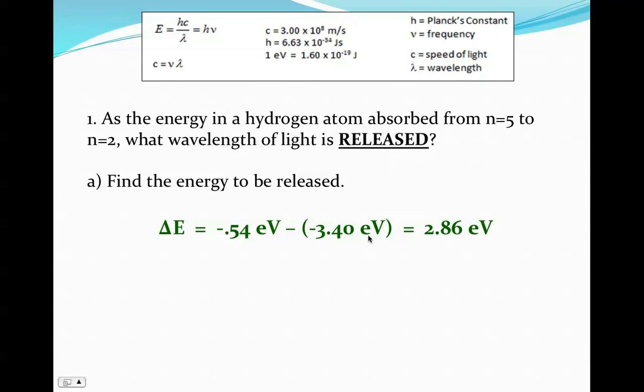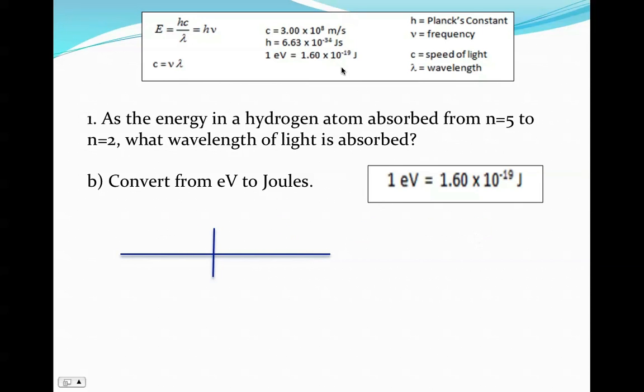So we showed this calculation before, how we got the 2.86 electron volts. However, if you look at our formulas that we're going to be using, Planck's constant is in joules, which means we have to take our electron volts and convert it to joules. So we're going to do this using dimensional analysis that we did back in Unit 1.